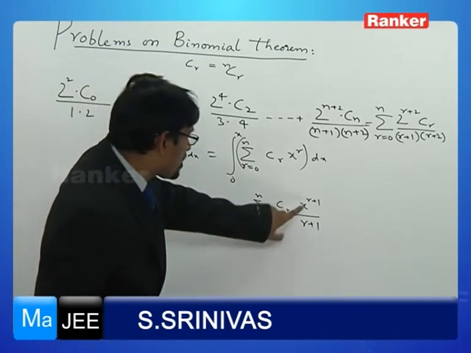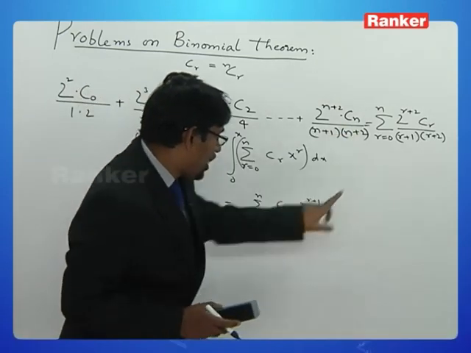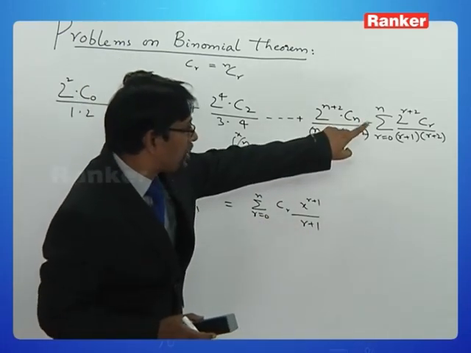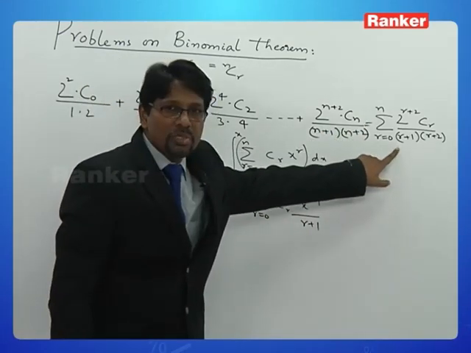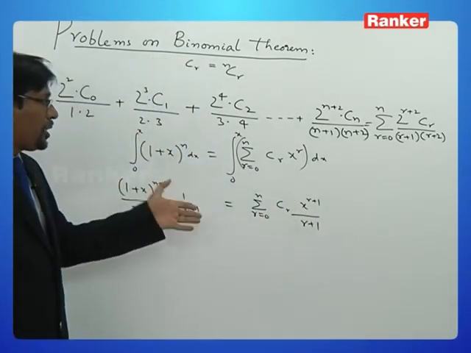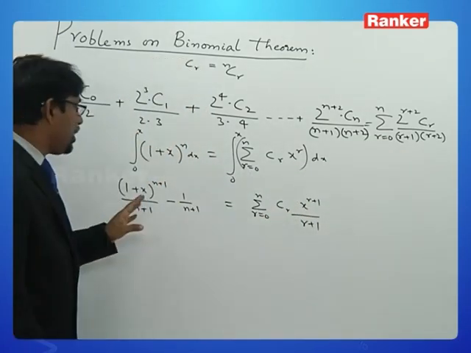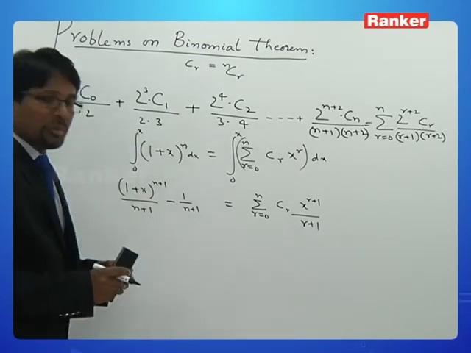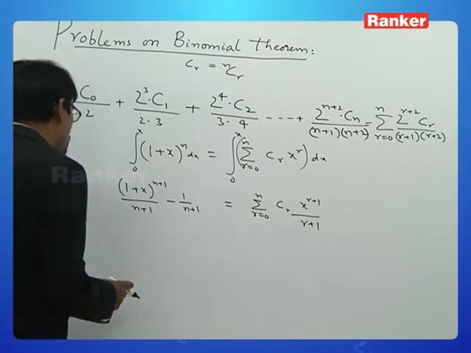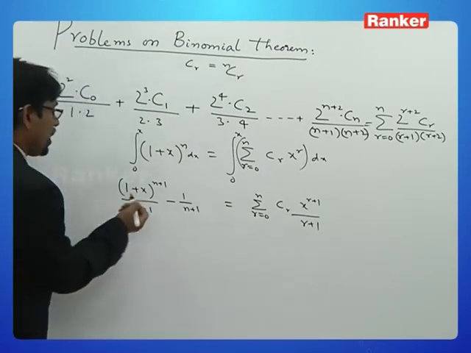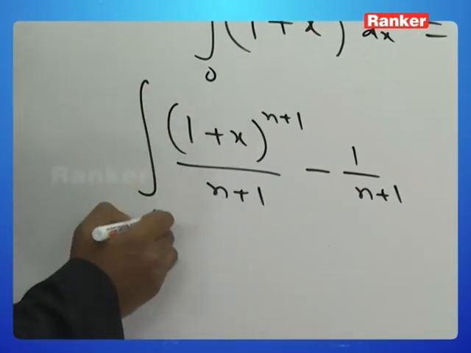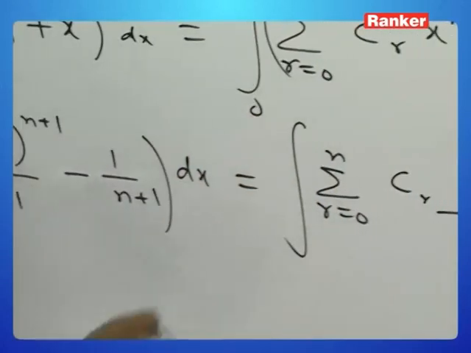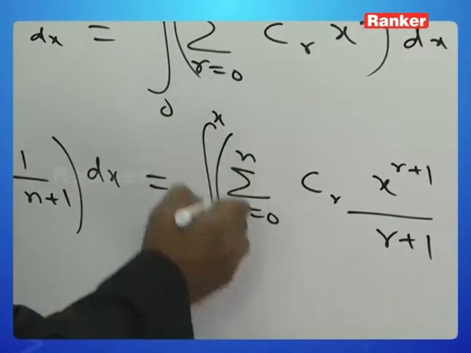Now is it matching? Suppose I put x equal to 2, I am getting 2 power r plus 1 by r plus 1, but you have there 2 power r plus 2 by r plus 1 into r plus 2. So it appears that it needs one more integration. So we need to integrate once more both sides within the limit 0 to x. Let's integrate both sides again within the limit 0 to x.